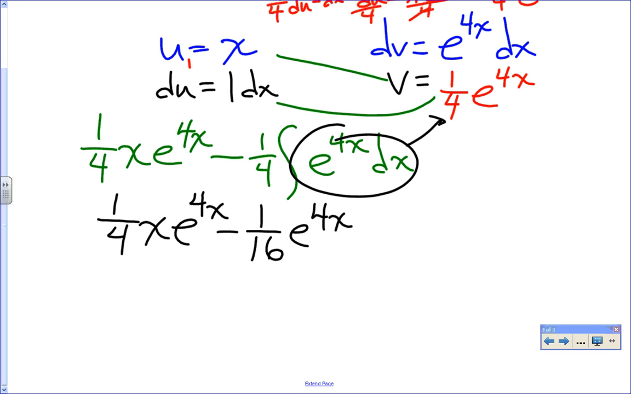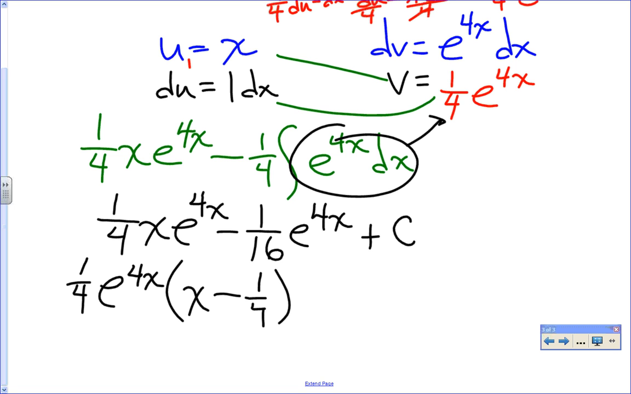And now you have to be very careful to not forget this is indefinite. And again, they would probably factor some stuff out. Without a doubt, they would factor out the e to the 4x, and probably 1/4 as well. And so it would be x minus 1/4. It's a constant.